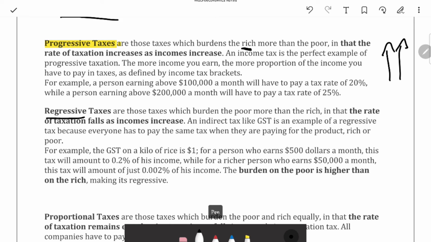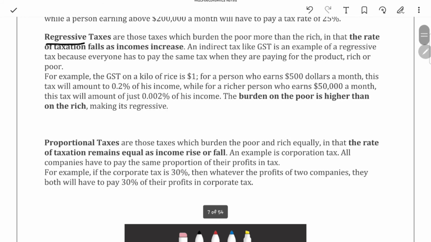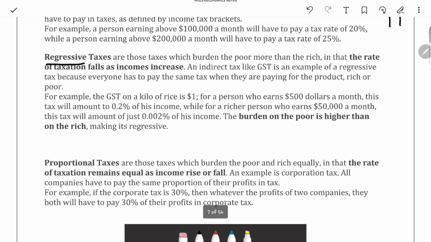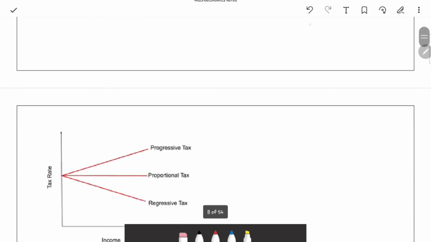The opposite is regressive. Regressive is when the poor people have to pay a lot of tax in terms of how much income they have compared to the rich people. They usually say the rich become richer and the poor become poorer. So that is that. And then we have the proportional tax, which is usually the more favored one, because these taxes will burden the poor and rich equally as the rate of taxation remains equal as income rises or falls. So it's a fixed rate. With a proportional tax, there's a fixed rate.